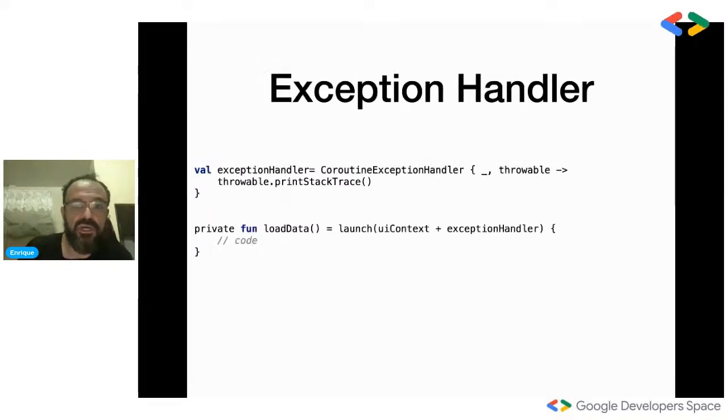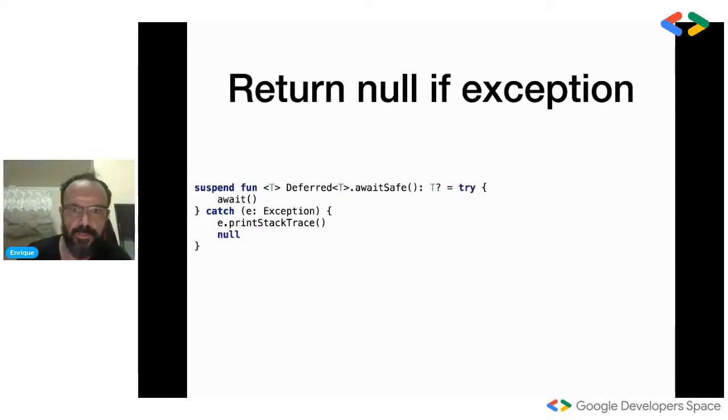We could use the CoroutineExceptionHandler from coroutines. Essentially, we would launch the function specifying the context and the exception handler. And inside the exception handler, we can define how we want to deal with this exception. We can return null if there is an exception. You can see here this extension function awaitSafe: if something happens, print the stack trace and return a null instead.